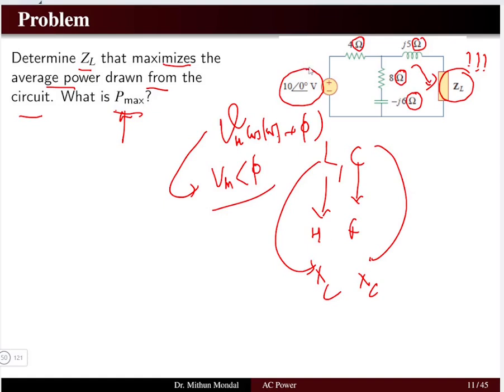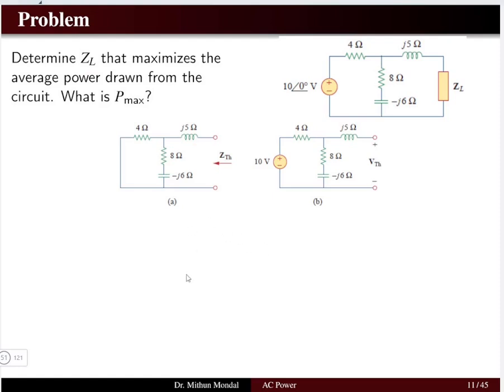So here, this is already written in the form of a phasor and all the quantities are in ohms. So we need not disturb the circuit. We will simply calculate the value of ZL that will give the maximum power. So two circuits we have to draw first, to get the value of Z Thevenin and to get the value of voltage Thevenin.